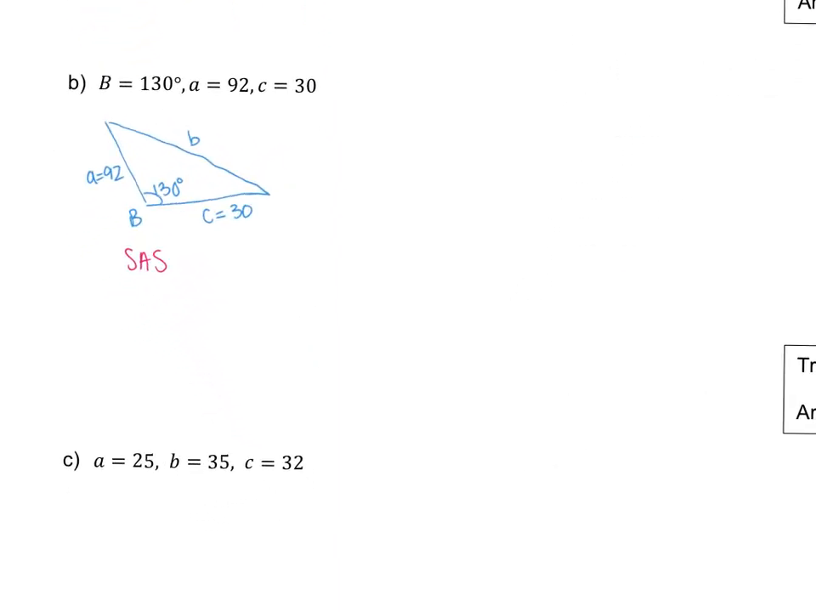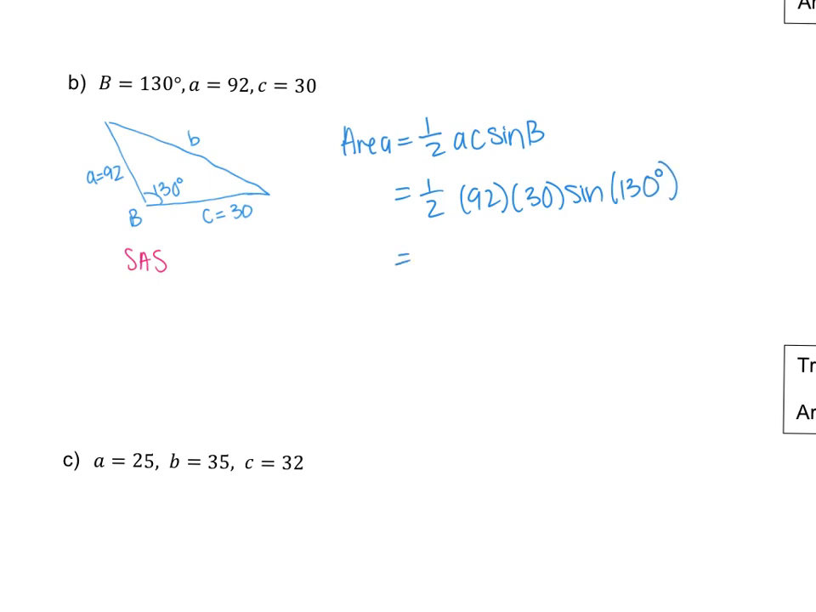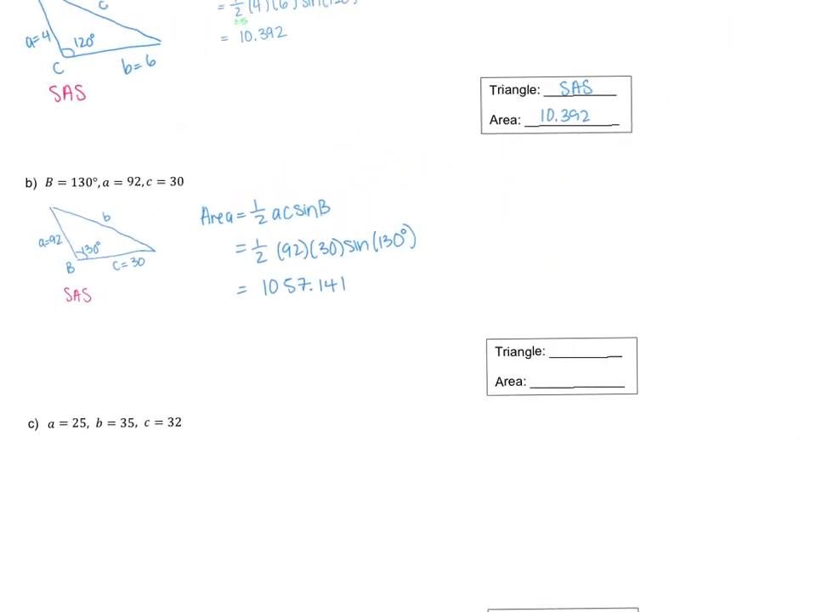So in this case, my area formula is going to be the one that's 1/2 a times c, because that's the one I'm given, and times sine of B. So my a is 92, my c is 30, and sine of B, my angle is 130 degrees. So I'm going to plug this into the calculator. So 0.5 times 92 times 30 times sine of 130 is going to give me 1057.141. So I have my area.